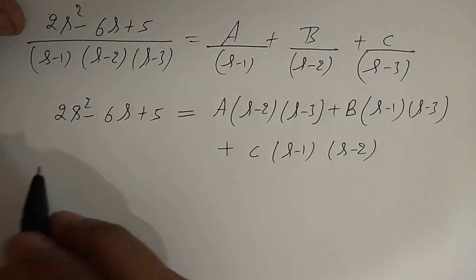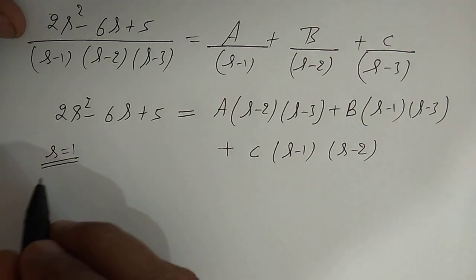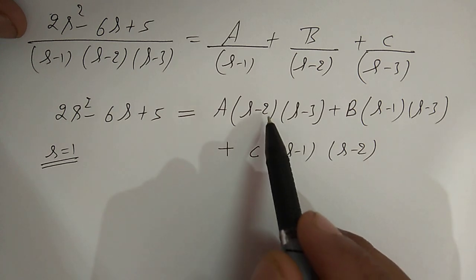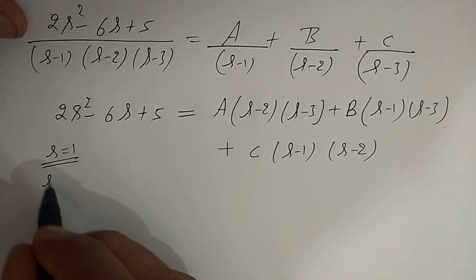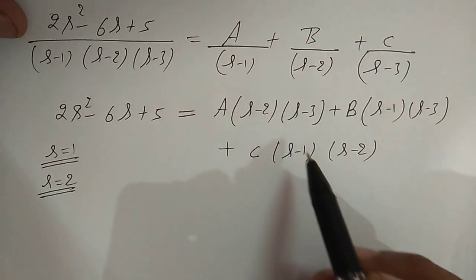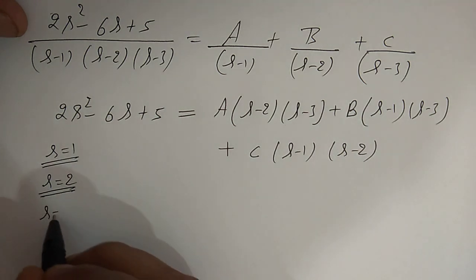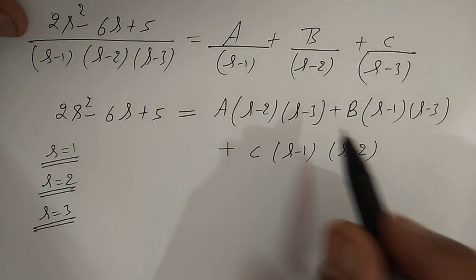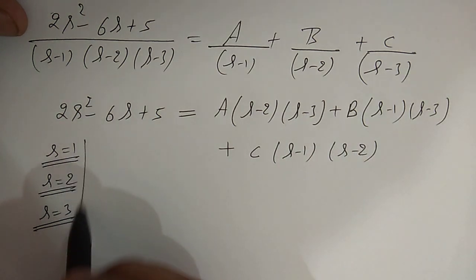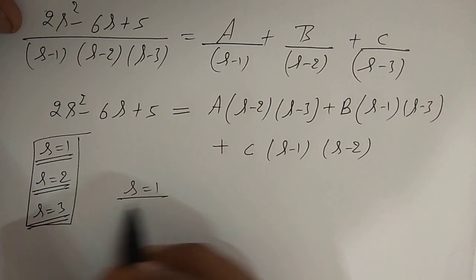The very simple method, what we do, we'll put s equal to 1. So what will happen, this B and C will eliminate, we'll get the A value. If you put s equal to 2, so this A and C will eliminate, we'll get the B value, and s equal to 3, so A and B are eliminated, we'll get the C value. So very simple technique.